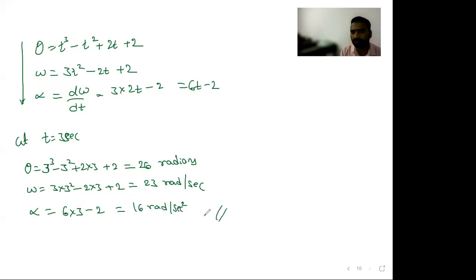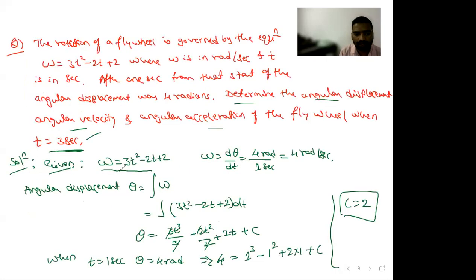Is it understood, everyone? Yes or no? Sir, repeat the steps above. Okay, I will repeat. Just see. So he has given, what is this function? Velocity function is given, correct? And he has given theta when time t is equal to 1 second, theta is equal to 4 radian.